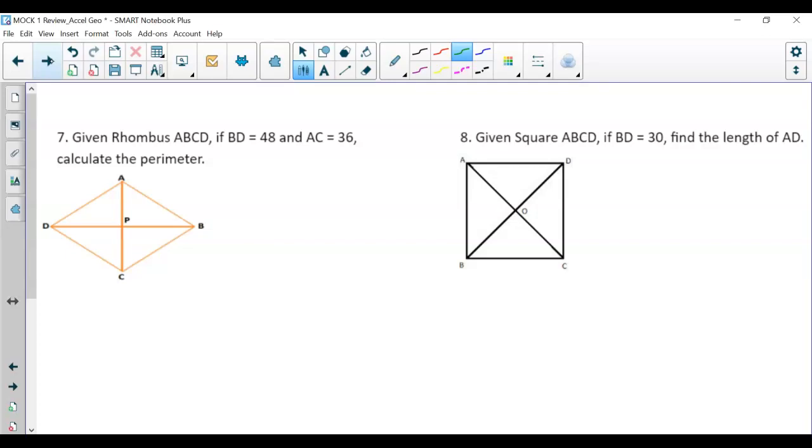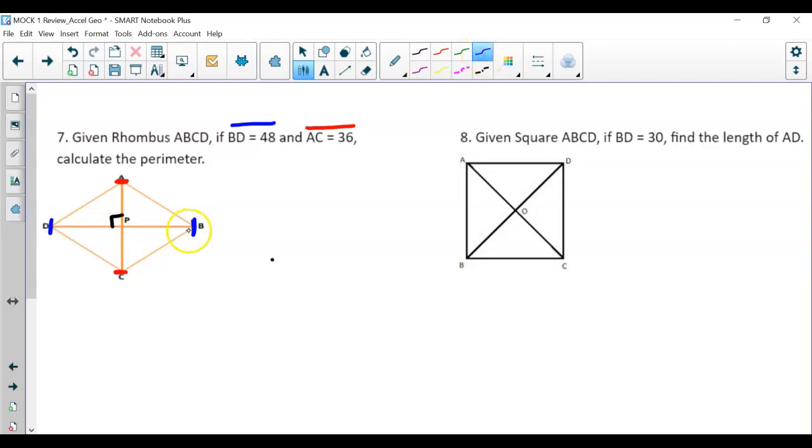So in 7 and 8, continuing with the diagonals. Notice here BD is 48, the full diagonal, and AC, the full diagonal, is 36. Well, there's a couple of things. What do we remember about the rhombus? First off, clearly they're not congruent to each other, the diagonals. One is 48, the other is 36. So they are not congruent to each other. However, they are perpendicular and they bisect each other.